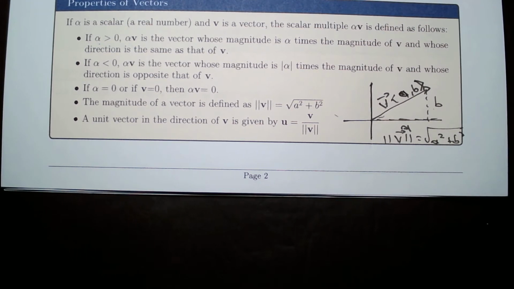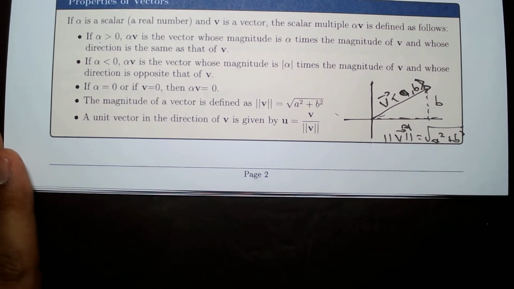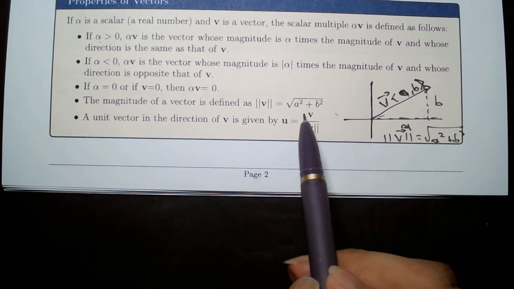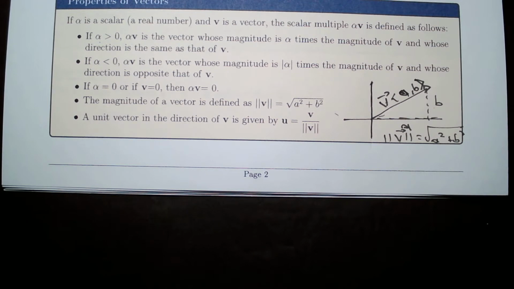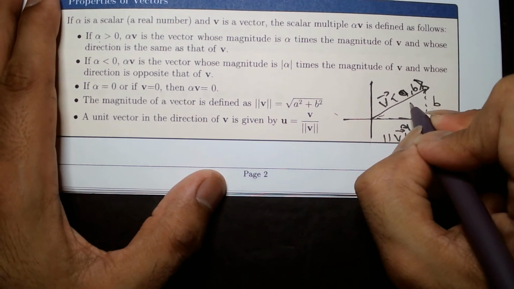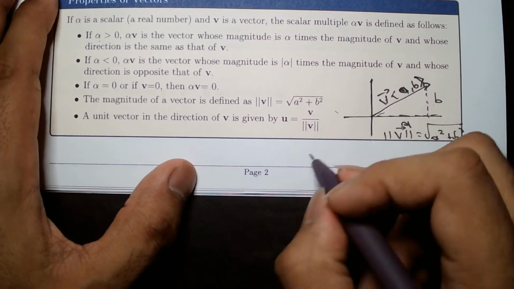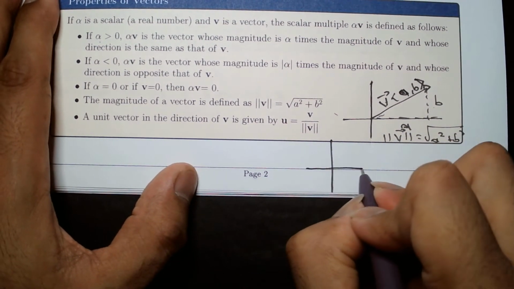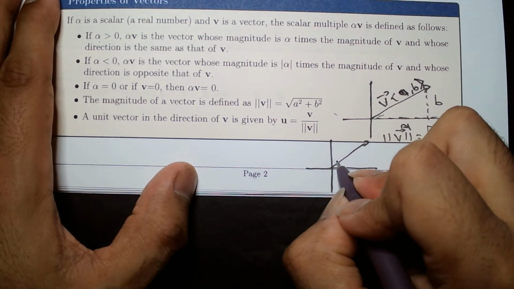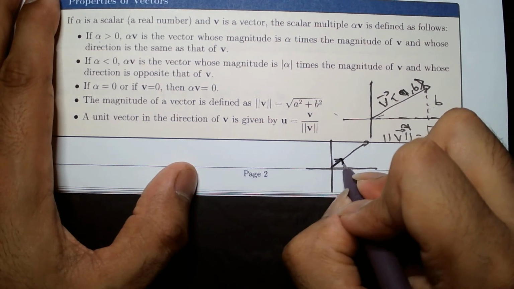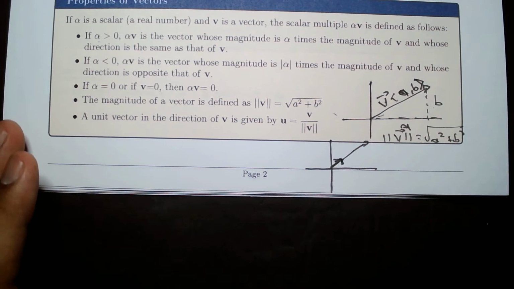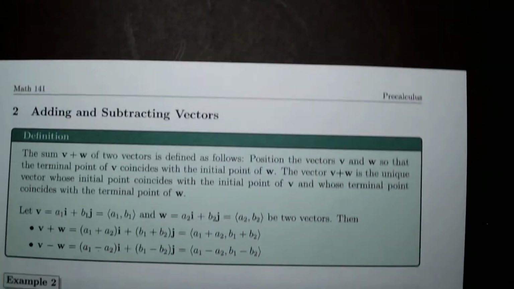Another piece of information that we care about is finding a unit vector in the direction of v, and we obtain that by dividing the components of the vector by its magnitude. What about that unit vector? Let's say this vector has a magnitude of 5. A unit vector would be a vector whose magnitude is one that has the same direction as the given vector. We're going to see that in an example right here.